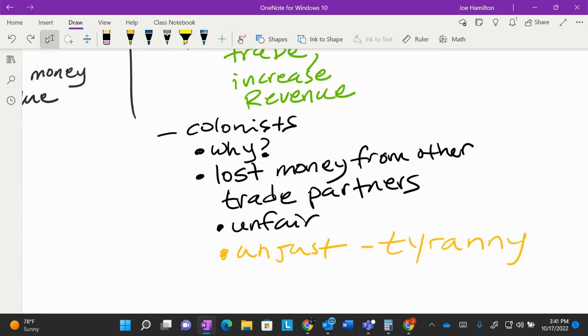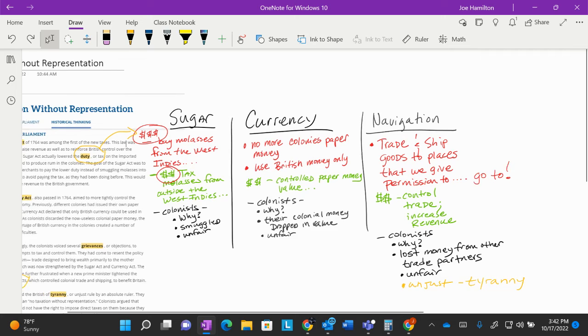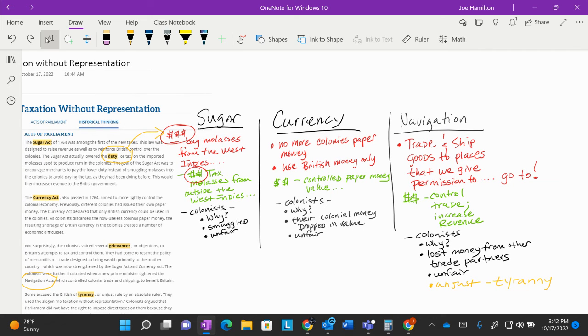They were frustrated and resented all of this control when the king is way on the other side of the Atlantic Ocean. They have no representation, no one speaking on their behalf in Britain. This is called tyranny, unjust treatment from government. So there you have it. You have those three. You can always go back and take a look.